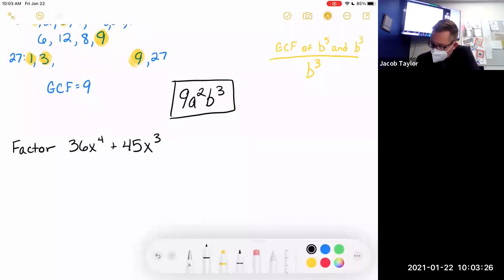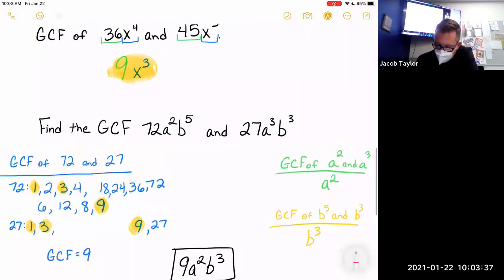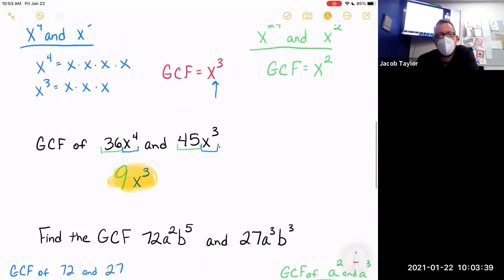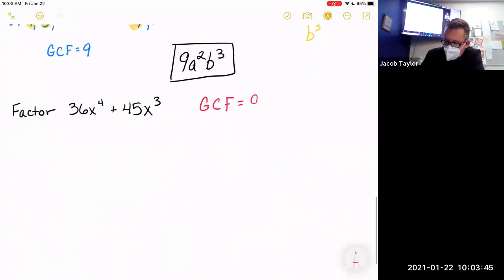So when you are factoring an entire problem, the first thing you start off with is finding the greatest common factor. Now, the reason we did 36x to the 4th and 45x cubed is because we already figured out the greatest common factor to that one. It was 9x cubed. We figured that out earlier in our notes, 9x cubed. So the greatest common factor is 9x cubed.